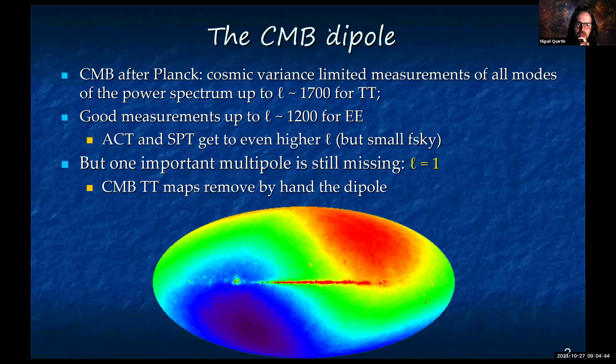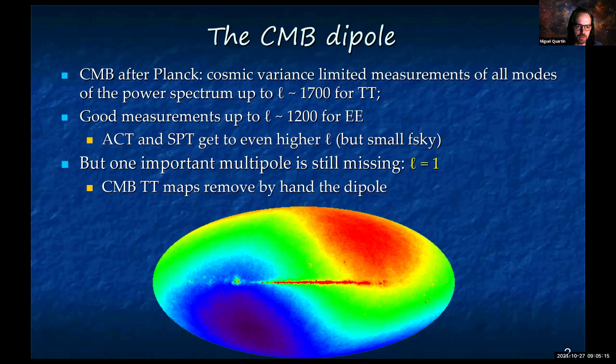After Planck, we are already cosmic variance limited in all temperature modes, all the way to multipole 1,700 now. Good measurements of the E mode polarization up to 1,200. Not really cosmic variance limited, but good measurements. And ACT and SPT get to even higher multipoles, and future iterations of these instruments, Simons Observatory and other instruments on the ground, cover even higher modes, although the fraction of the sky covered is smaller.